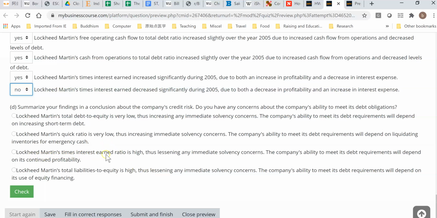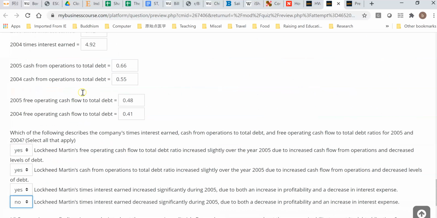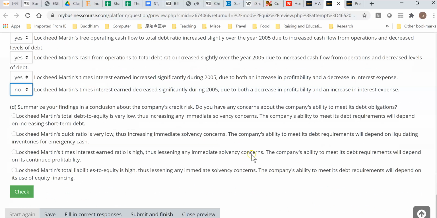Lockheed Martin's times interest earned ratio is high and has been increasing over the year, so that part may be true, thus lessening any immediate solvency concerns. This is also true. The company's ability to meet its debt requirements will depend on its continued profitability, and that's also true, right? Because the times interest earned ratio is defined to be EBIT divided by interest expense. So it depends on a sufficient level of the EBIT to cover the interest expense, and EBIT indicates the profitability. So this actually is correct.